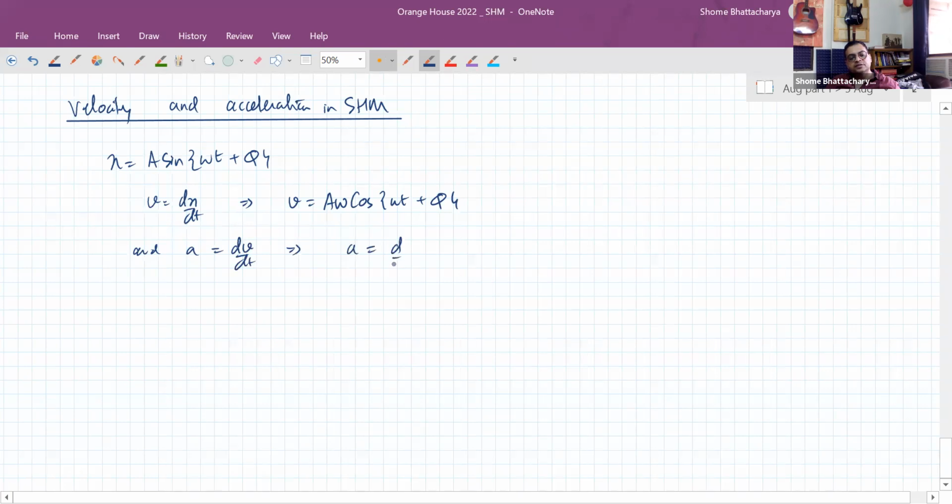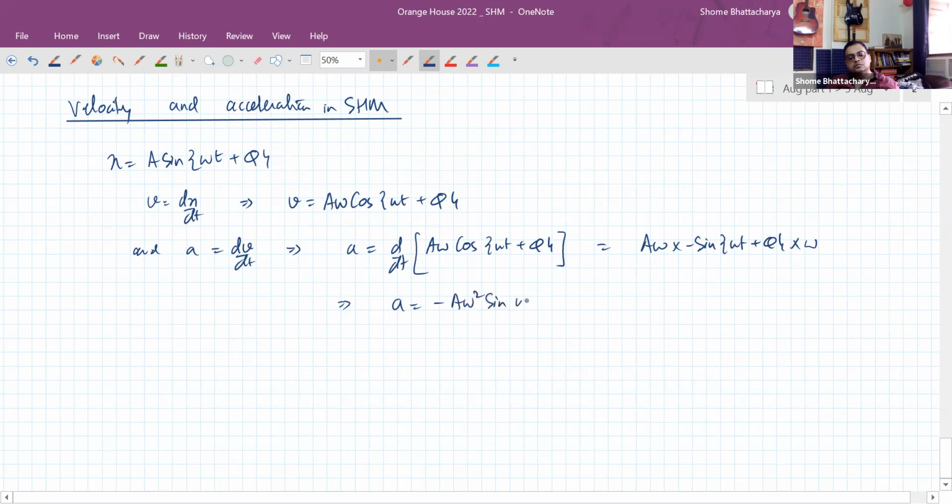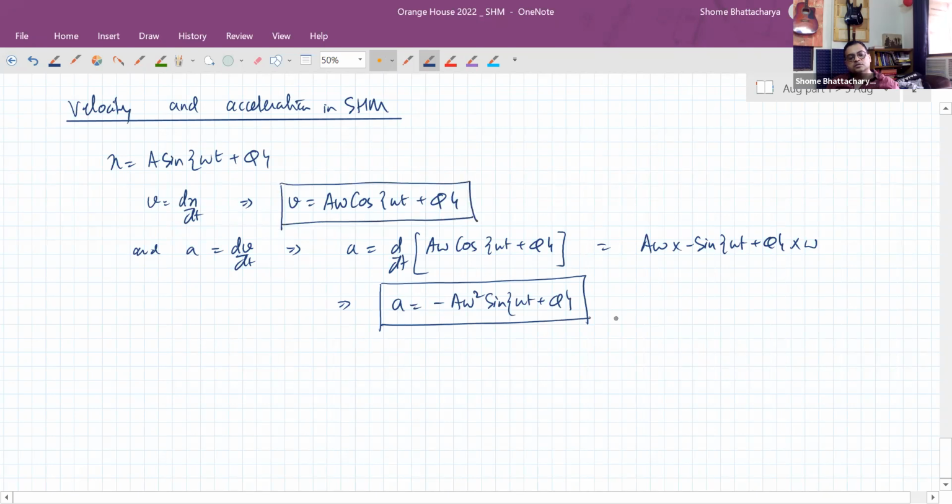So acceleration comes by differentiating the velocity term above, a omega cos omega t plus phi. When you differentiate this term, a omega is a constant. Differentiation of cos is minus sine. And because you're using the chain rule, the omega inside also comes out. So the acceleration becomes minus a omega square sine omega t plus phi. So this is the relation for acceleration and velocity.